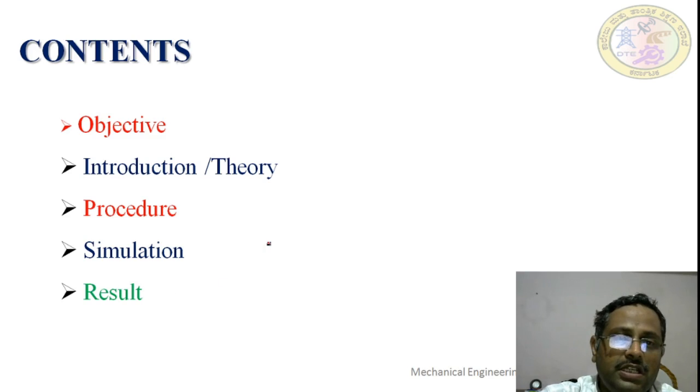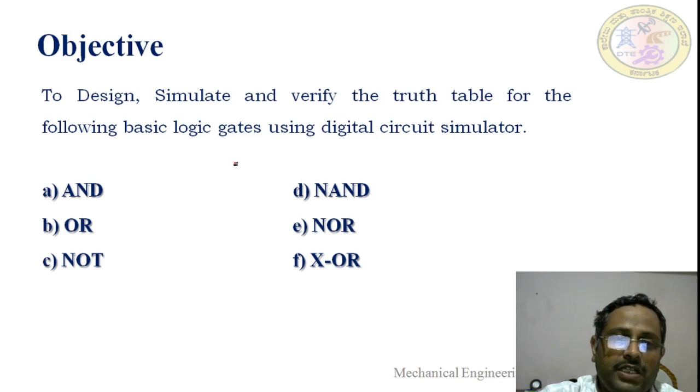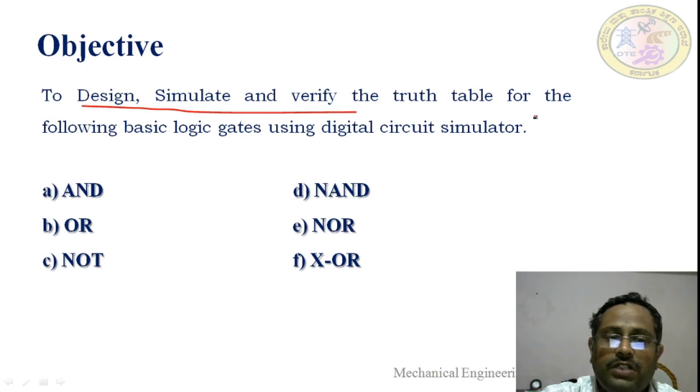First we will see what is the objective of this experiment. The objective is to design, simulate and verify the truth table for the following logic gates using a digital circuit simulator. The digital circuit simulator used here is Logisim 2.7.1.